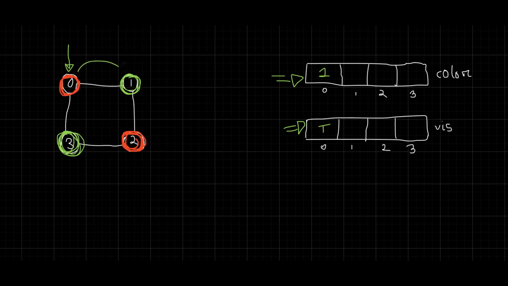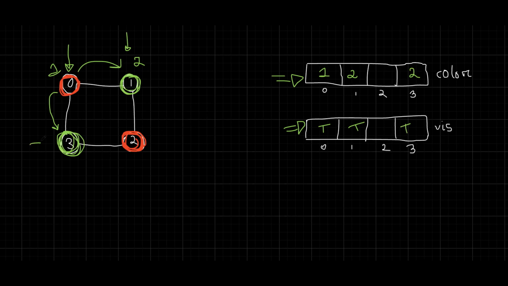Now from 0 we can go to 1 and we can go to 3. As the color of 0 is 1, we have to make the color of 1 and 3 alternate. So we will make the color 2. Suppose we are at position 1. The color of 1 will be 2 and we will make it visited. Now again, at position 3, the color of 3 will be 2 and make it visited.